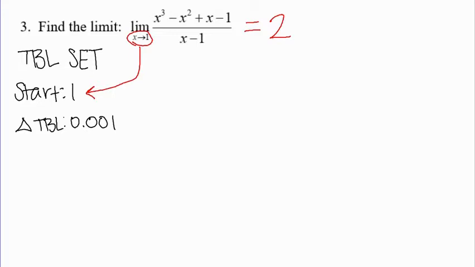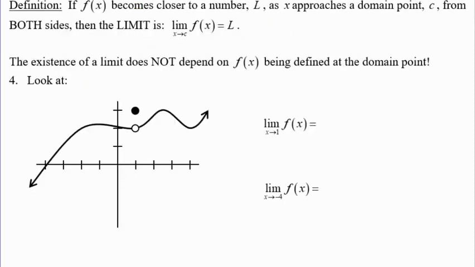For now, we're going to use the calculator to help us figure out limits. Later, we will learn an algebraic way of figuring out the limits. The formal definition of a limit is if f of x becomes closer to a number L as x approaches a domain point C from both sides, then the limit as x approaches C of f of x equals L.